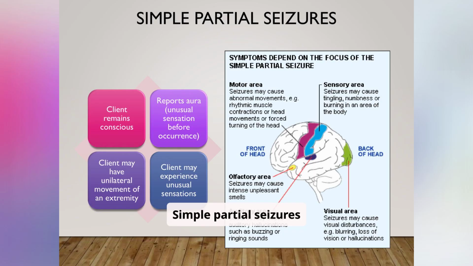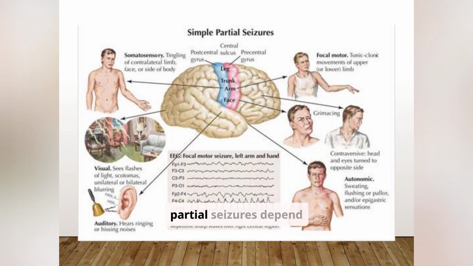Simple partial seizures involve specific areas of the brain, resulting in a variety of symptoms depending on the affected region. The individual remains conscious and may report an aura. Symptoms can include motor, sensory, olfactory, auditory, or visual disturbances. The symptoms depend on the specific area of the brain involved.